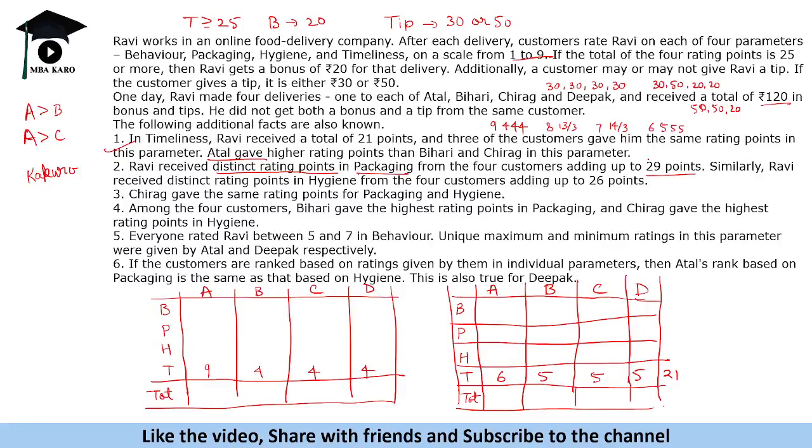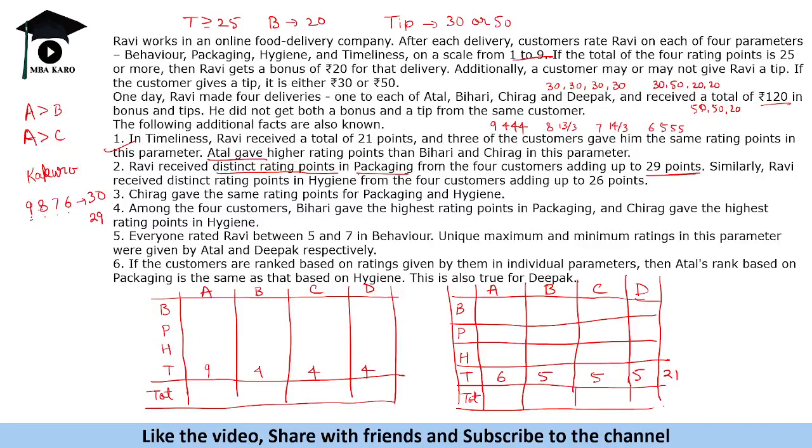Suppose you do not know how to get that, right? So I'll tell you: 29 is a high number, a big number. So if you take the largest numbers, let us say 9, 8, 7, 6, these are distinct ratings. If we get 9876, we see that the total is 30. Okay, we have to give 29, right?